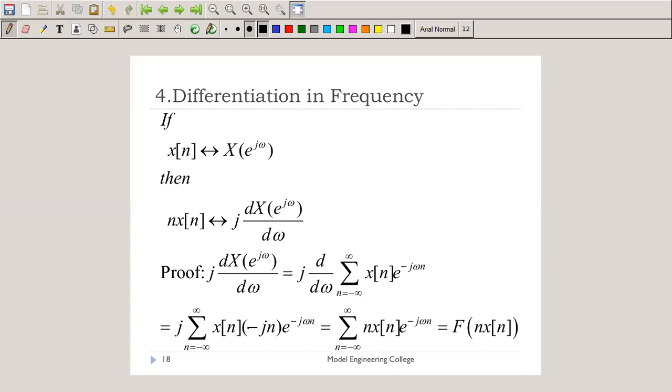Now j into minus j is equal to 1. Therefore, this becomes summation n from minus infinity to infinity n x of n e raised to minus j omega n. So this expression states that this is the Fourier transform of the term n x of n. That is, Fourier transform of n x of n is equal to j d by d omega of x of e raised to j omega. So that's proved.